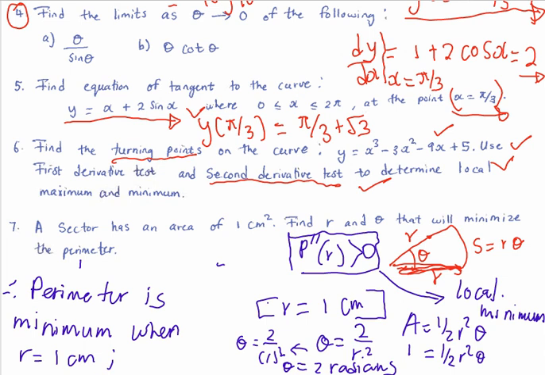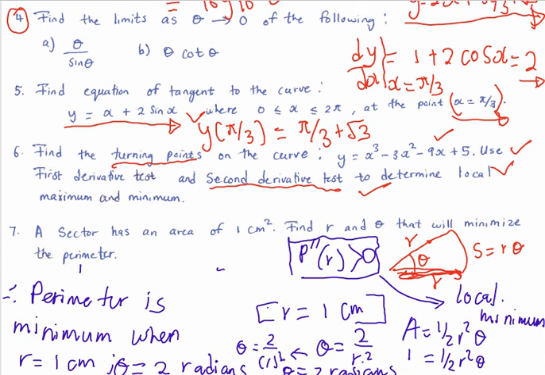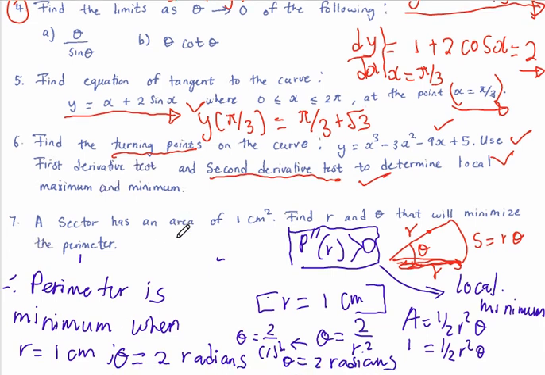So we're going to conclude that the perimeter is minimum when r is equals to 1 centimeter and theta is equals to 2 radians. So that will be our conclusion, to close up with. We have our minimum radius equals to 1 and our theta equals to 2 radians.